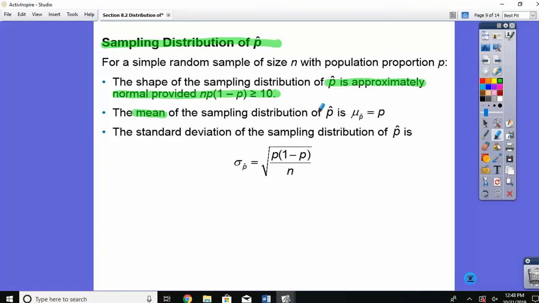The mean of p hat is just our population proportion, or the mean of our original population there. The standard deviation, sigma p hat, is the square root of p times 1 minus p over n. So very important things here.